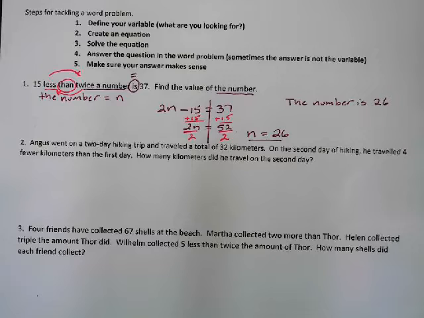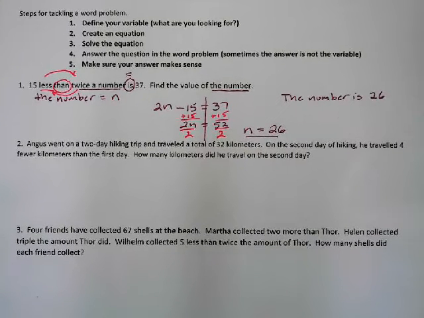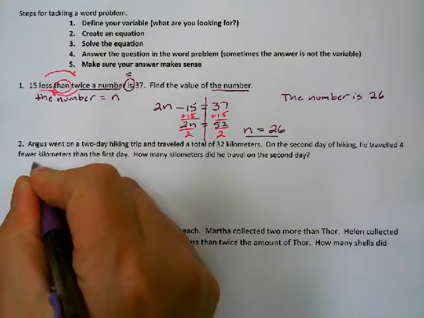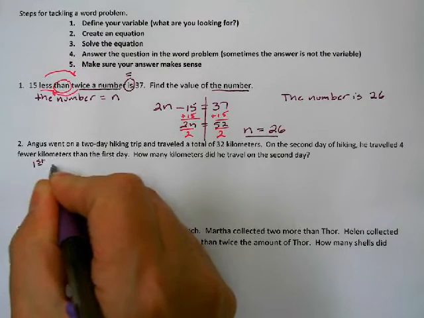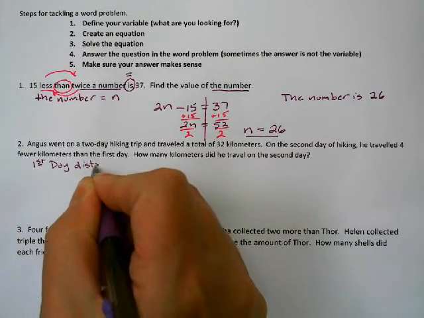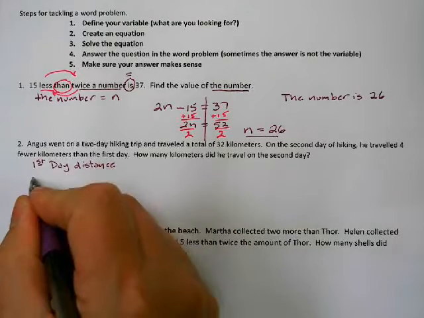All right, now this one's a little bit different than that previous one. When I define my variables, I've actually got two things that I don't know on this one. I don't know how much he hiked on the first day, and I also don't know how much he hiked on the second day. So I need variables for both of those. So I need to know the first day's distance and the second day distance.